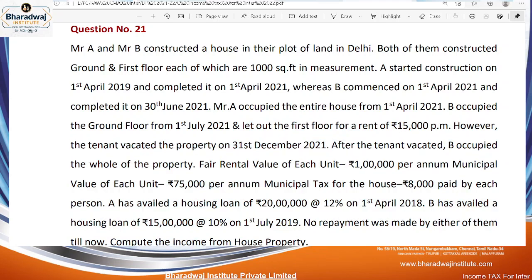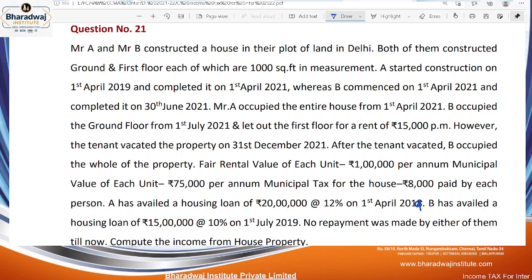Then we are given municipal value and rent of each unit, which means the ground floor and first floor separately. Municipal tax for the entire house paid by each person is given. A has availed a housing loan of 20 lakhs on 1st April 2019. See, construction started in 2019, so this will be from 2019. B availed a housing loan from 1st July 2019. No repayment was made by either of them.